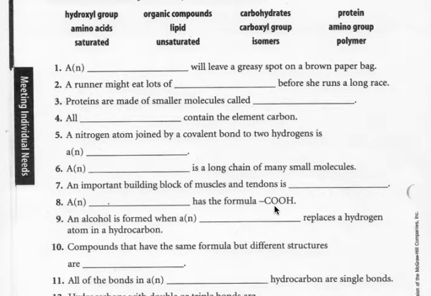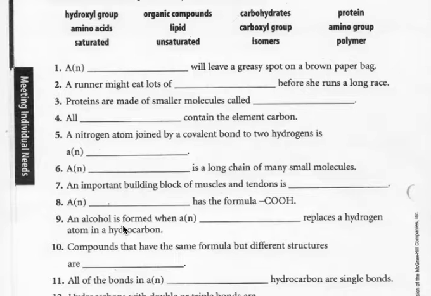Anytime we're talking about the combination of elements in the molecule, we're looking at these different types of groups. So we already got amino group. This one has a carbon, oxygen, and hydrogen. That's describing a carboxyl group. COOH means a carboxyl group, right here, number 8.